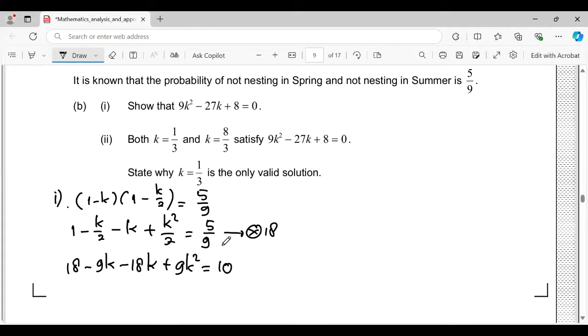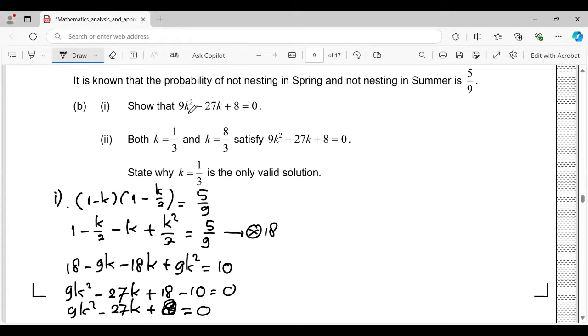So 9k squared minus 27k plus 18 minus 10, and it is 9k squared minus 27k plus 8 equals 0. Proven.